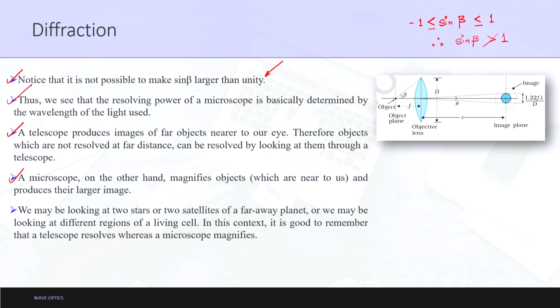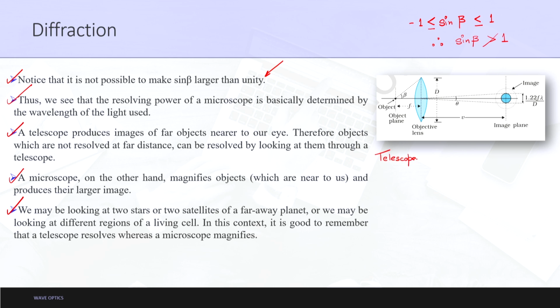So we may be looking at two stars or two satellites of a faraway planet, or we may be looking at different regions of a living cell. So this is an example of a telescope, and this is an example of a microscope. In this context, it is good to remember that a telescope resolves whereas a microscope magnifies. This is the only thing which I was trying to convey to you. Please make sure, I will just write it here also, so that it is a revision again.